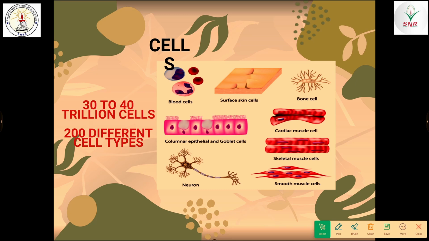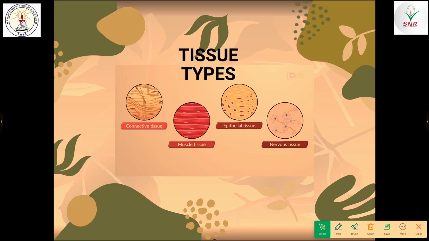So first we have to understand about the cells. There are 30 to 40 trillion cells in our body. These cells are categorized into 200 different cell types. Some examples are shown here: blood cells, surface skin cells, bone cells, neurons, columnar epithelial and globular cells, cardiac muscle cells, skeletal muscle cells, smooth muscle cells. Apart from this, we have numerous cells in our body for daily functions, and these cells together form a group called tissues.